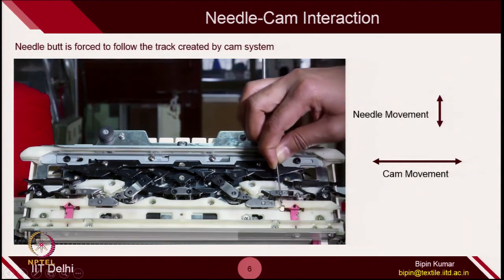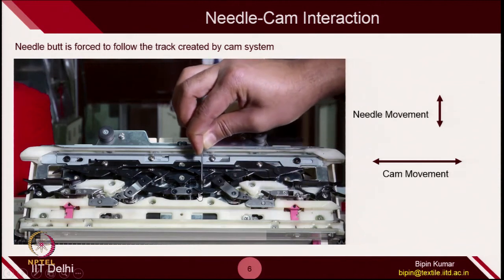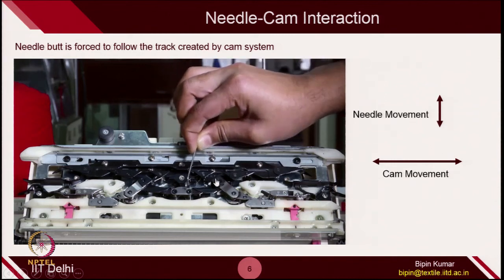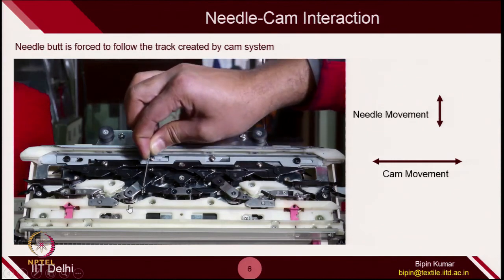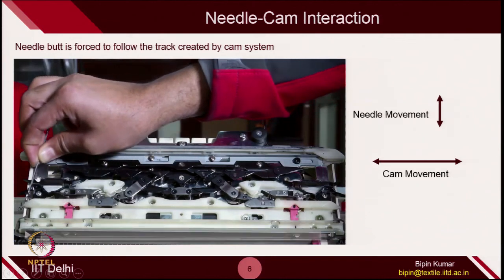Once you reverse the direction of the cam jacket, the butt has to follow the same kind of movement. You can see here it again raises, goes down, then again down, and finally comes back to its original position. This process repeats when you are traversing the cam jacket from left to right or right to left. So ideally, if you see the movement of needle and cam, the cam is moving on a horizontal plane of the needle bed from left to right or right to left, while the needle is doing a kind of 90 degree motion.